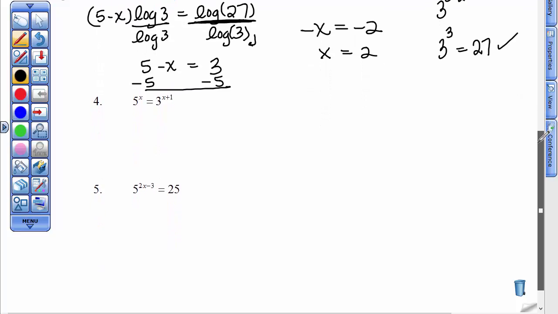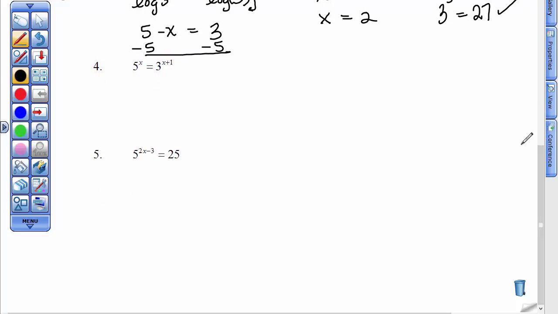There are trickier ways to get at these, but the best way is to take the log of both sides. So here, the log of 5 to the x power equals the log of 3 to the x plus 1 power. Use the power rule. Bring this down in front. So you have x times the log of 5. And over here you have x plus 1 times the log of 3.